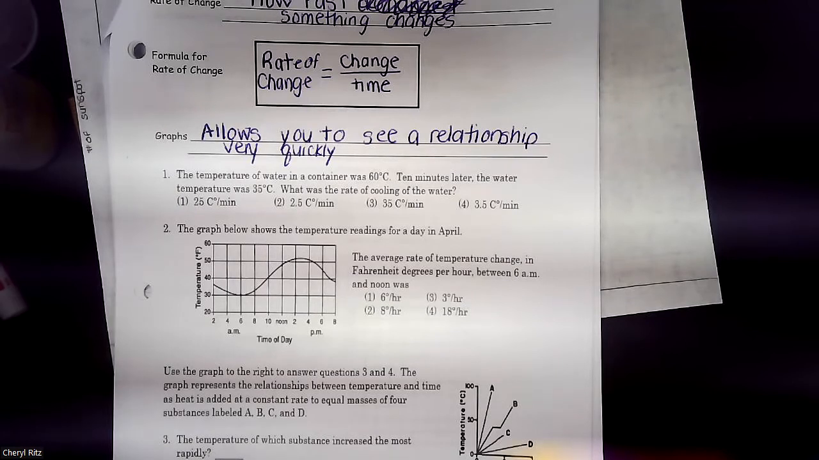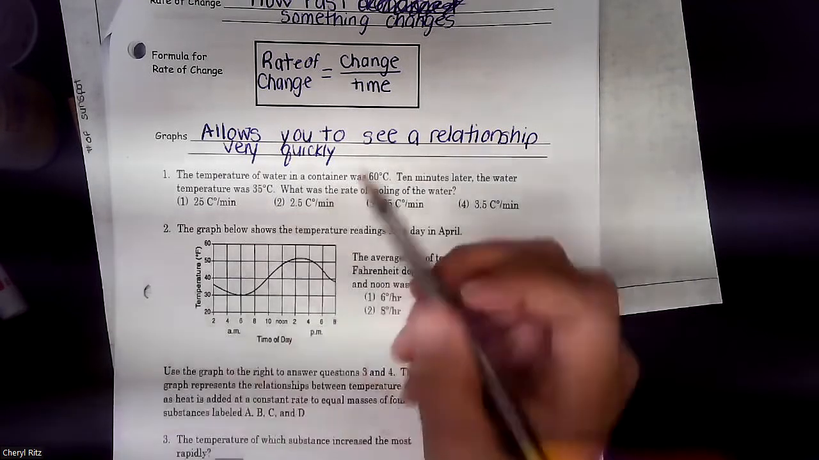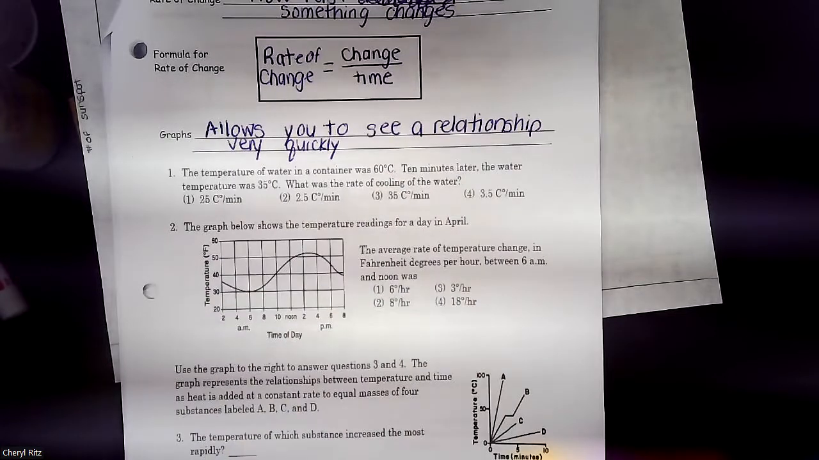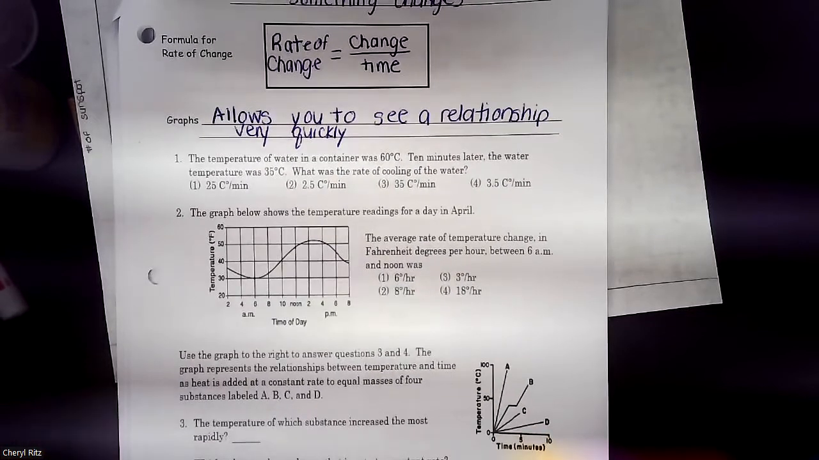The temperature of the water in a container was 60 degrees. 10 minutes later, the water temperature was 35 degrees. What is the rate of change? What is the rate of cooling of the water? Okay, let's go through how you got the answer. So first we need to do the formula, change divided by time. They didn't tell us how much it changed. They didn't give us a number, but they did say it started at 60 and ended at 35.